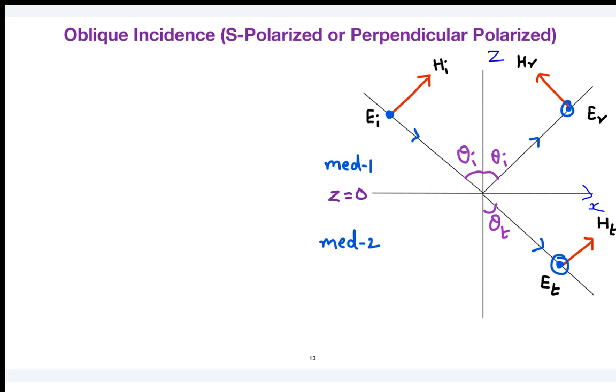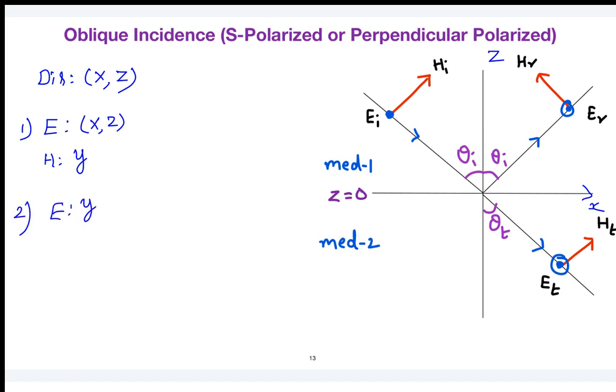If you recollect what we have discussed, if the direction of propagation consists of both x and z, the incident wave can be resolved into one x component and one z component. In the same way, your reflected wave and your transmitted wave also. So to have this direction of propagation, there are two combinations. The first is that your electric field lies in the xz plane, keeping the magnetic field perpendicular to the plane of the paper. In the second case, your electric field lies in the y direction and the magnetic field lies in the xz plane.